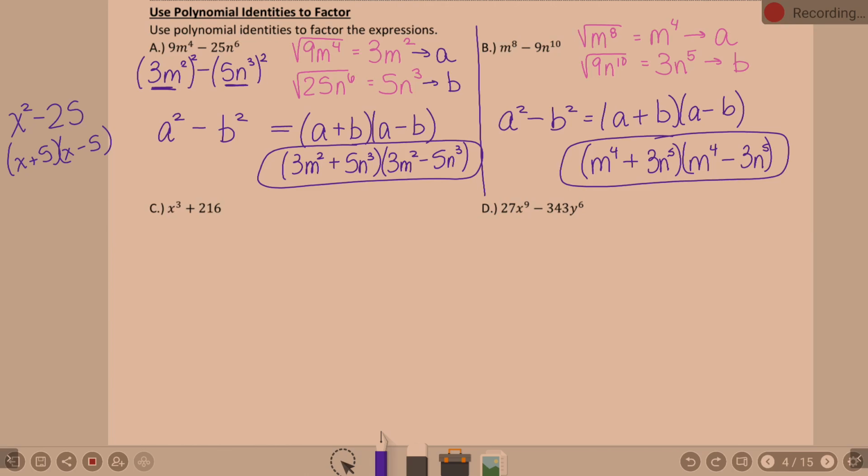Yes, Emily? For that, could the answer be like plus or minus, or do we have to? No, it's not mathematically acceptable to put the parentheses with a plus or minus in the middle. Now, that does bring to mind, could we flip-flop which parenthesis comes first? Of course. Okay?